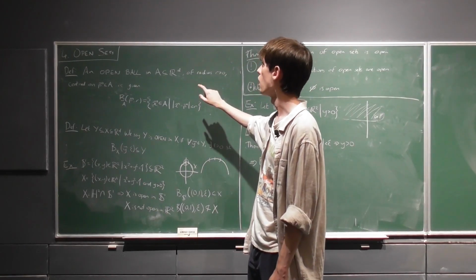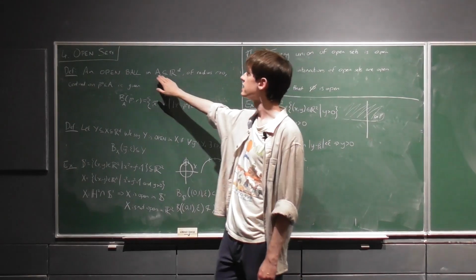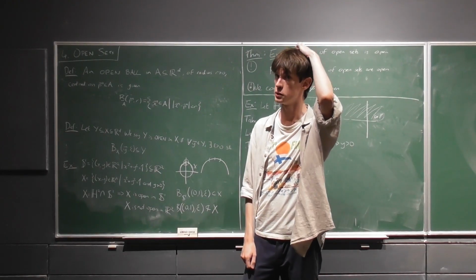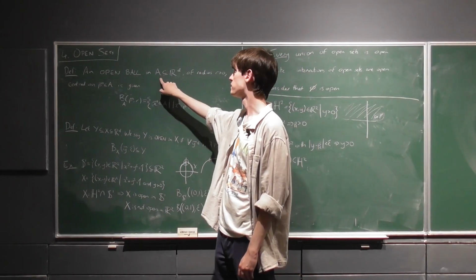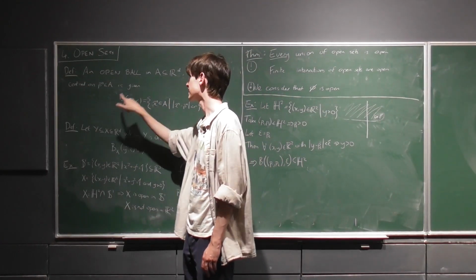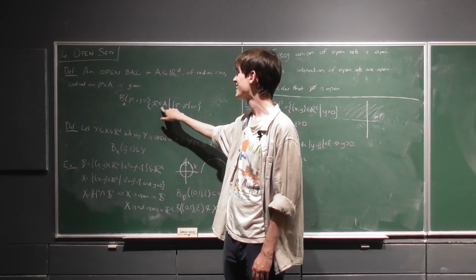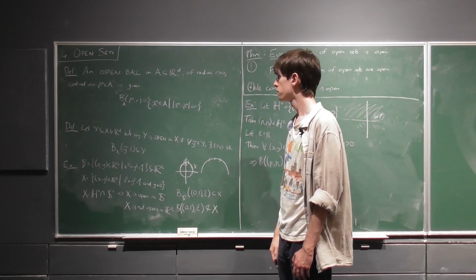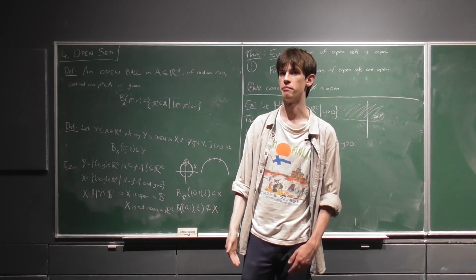Basically, we have open balls in subsets of R^d. So it's an open ball relative to that particular subset. So again, the open ball in a subset A of R^d of radius r centered on p in A is going to be denoted by this little subscript here of an A. It's all the points in A which are within distance r of p.